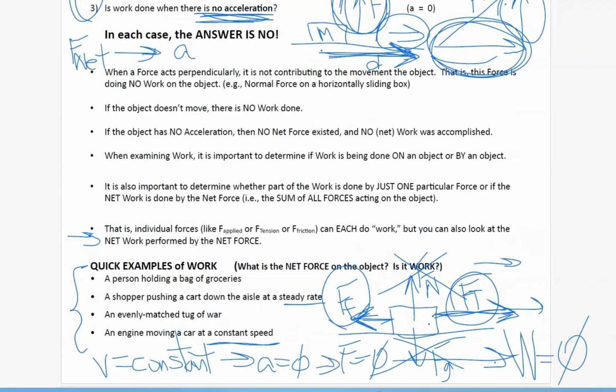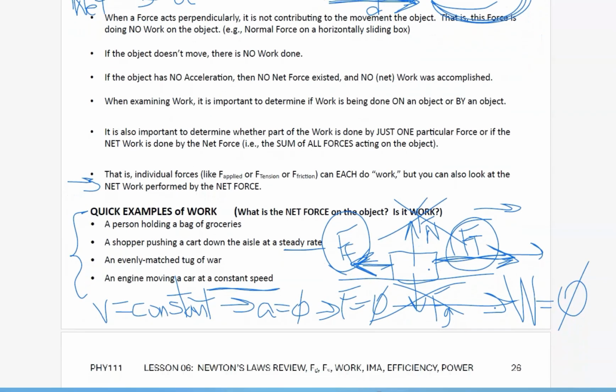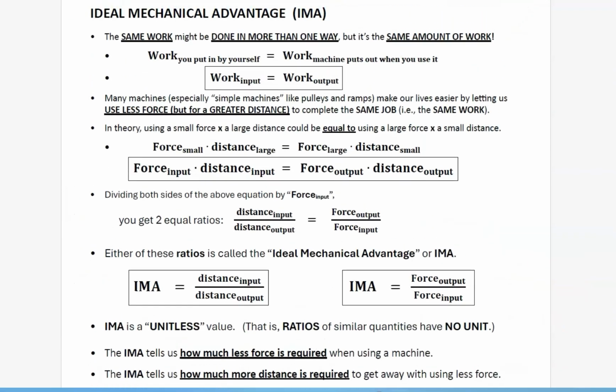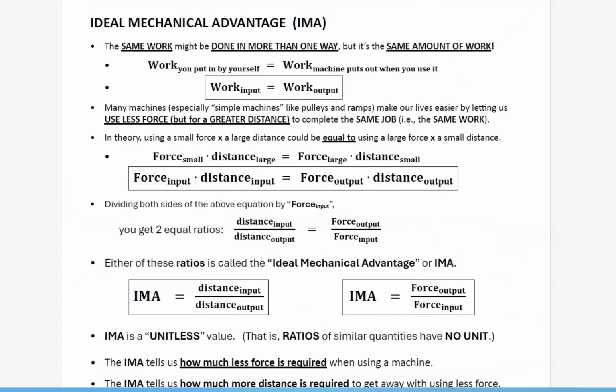Okay, before we start doing problems with work, we have a few other topics that are related to work we should cover. I'll just scroll down. And here we go. So the first of these topics is called Ideal Mechanical Advantage, or IMA. IMA is a number that tells us how much a machine helps us do work.